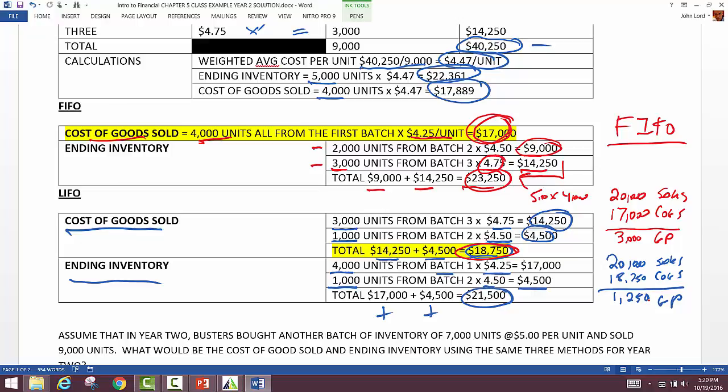What do you think? If I report a lower net income, do I pay more tax or less tax? Less tax. Okay, if I'm still going to make the same amount of money, what method do you want to use now? You want to use LIFO because you're thinking, hey, I'll pay less tax, right? Because I'm going to report a lower net income. At least in year one, I'll pay less tax. Eventually, I would end up paying all the same amount of tax, right?